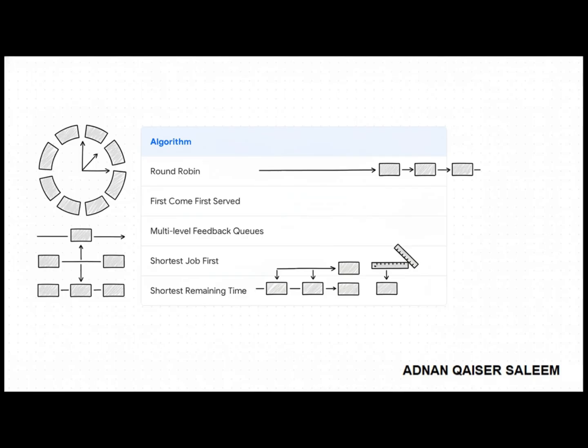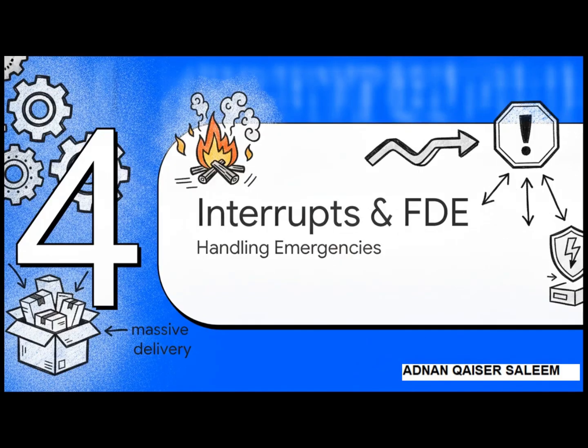Shortest job first knocks out the quick, easy tasks early on. And finally, shortest remaining time constantly reevaluates which active task is closest to actually crossing the finish line. Section 4. Interrupts and the FDX cycle.